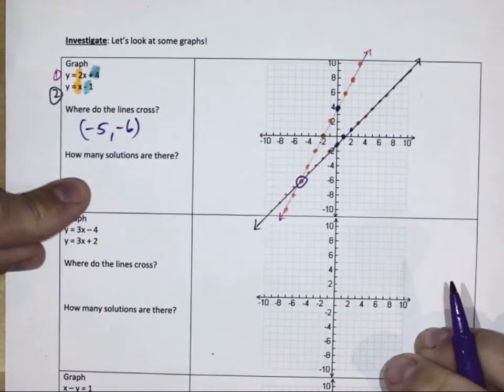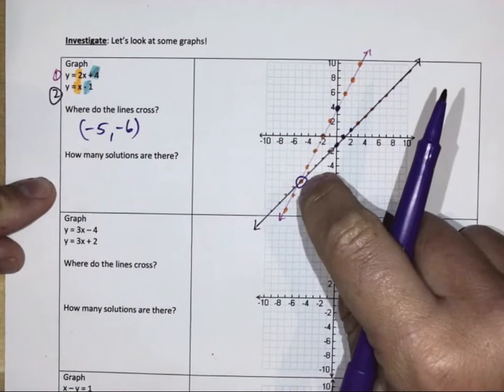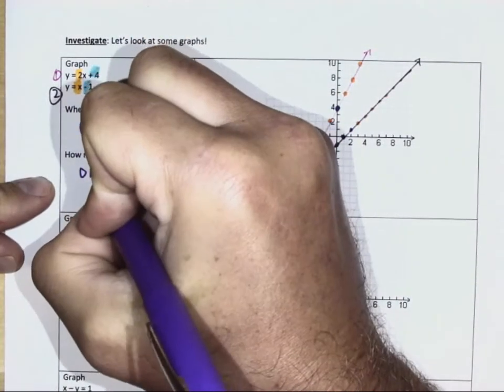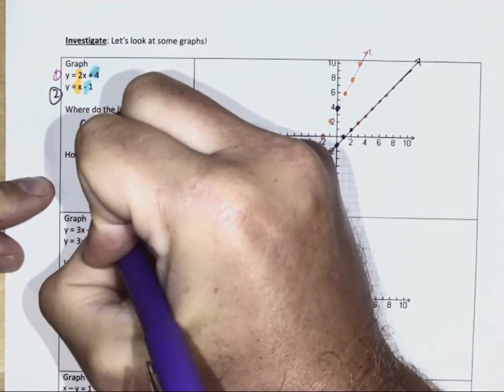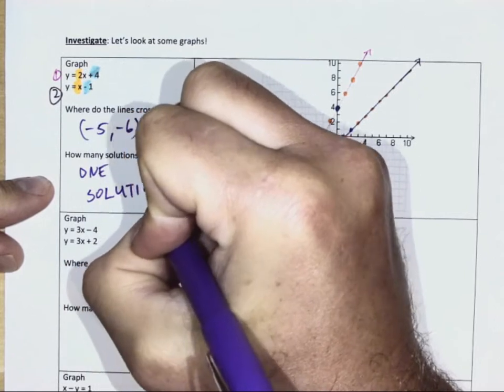So if we look, how many solutions are there? There's only one point where they intersect. So there's one solution, or one answer.